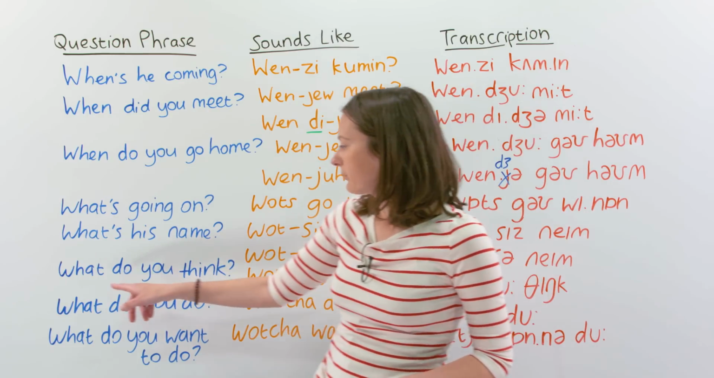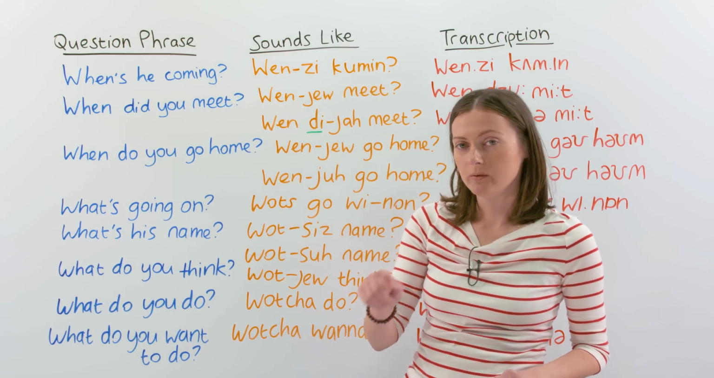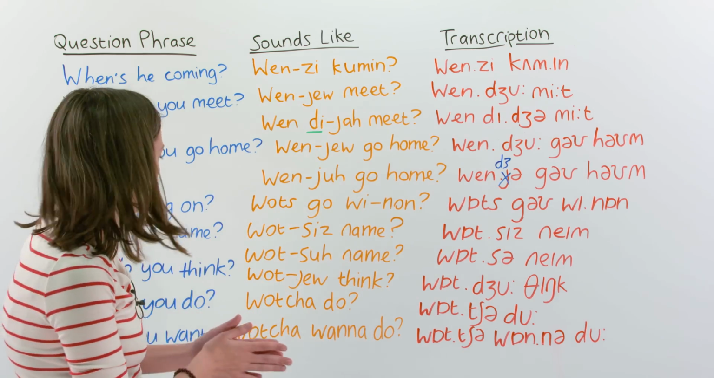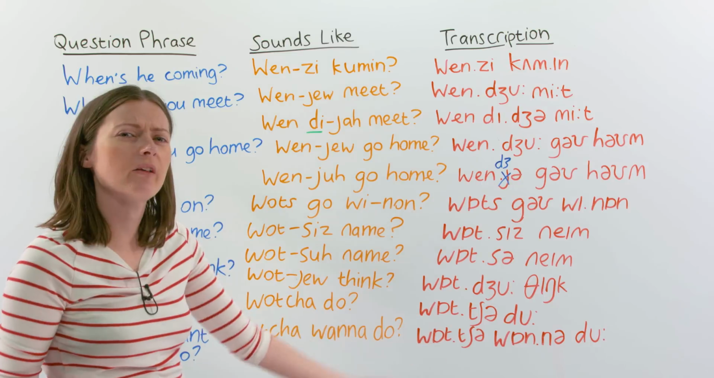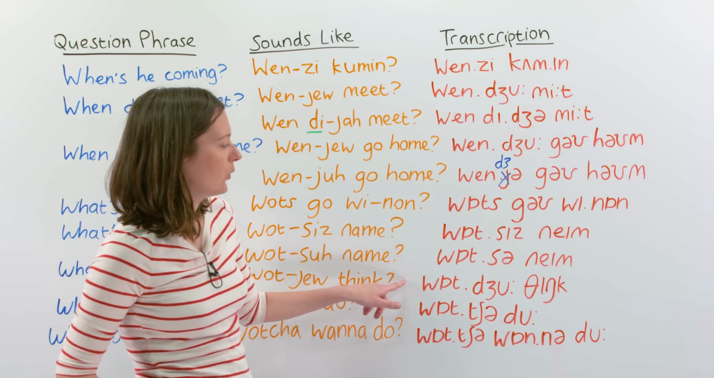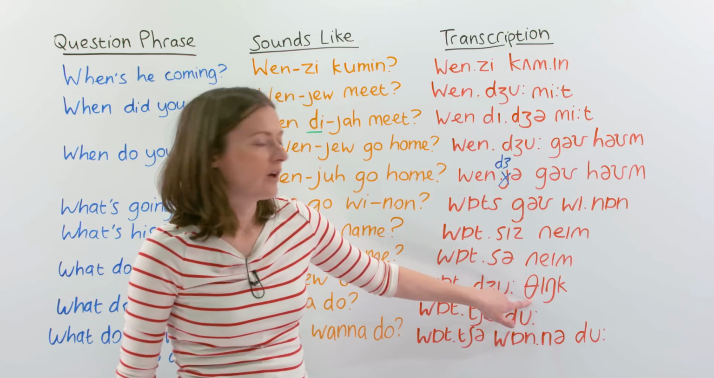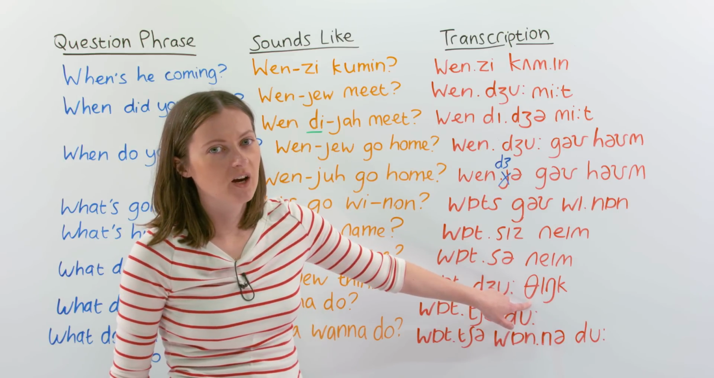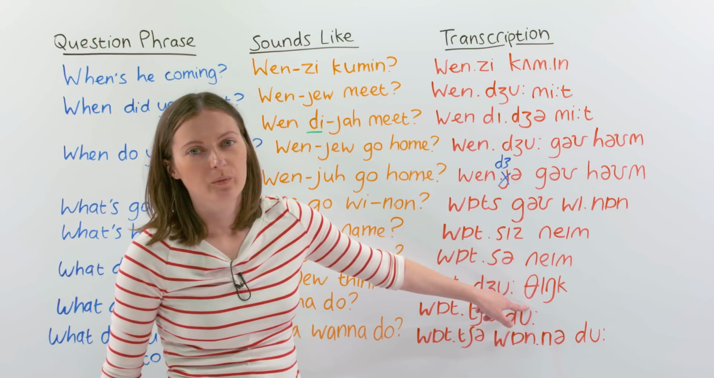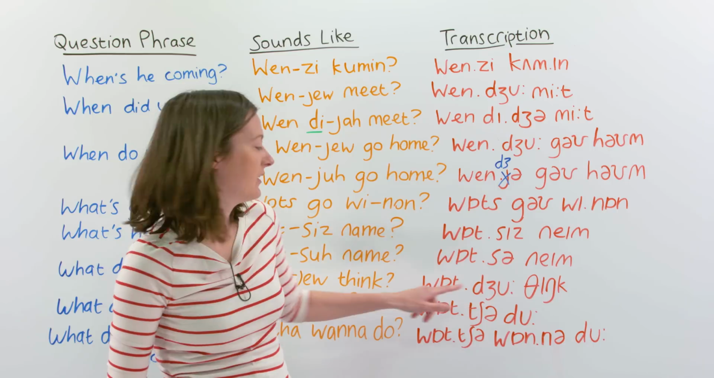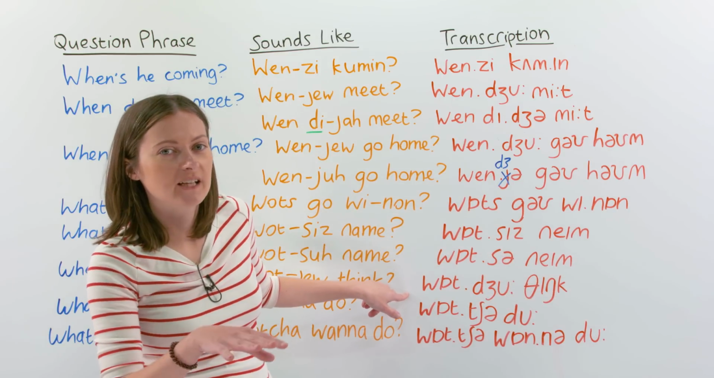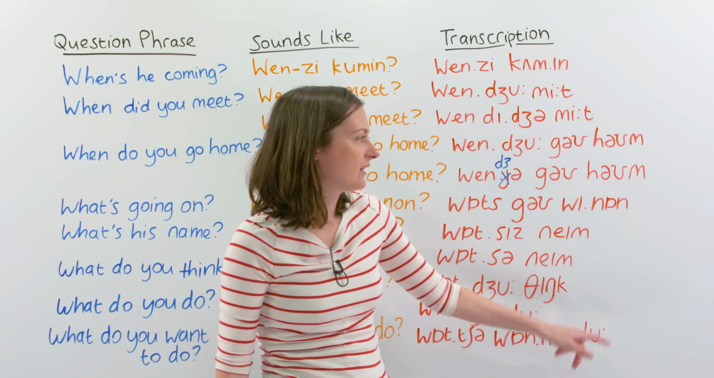Another example. What do you think? Too slow. A native speaker says, what do you think? What do you think about that? The th is a very hard sound for me to make. In a London accent, we say it an easier way, which is just to say an F. What do you think? But in standard English, what do you think?